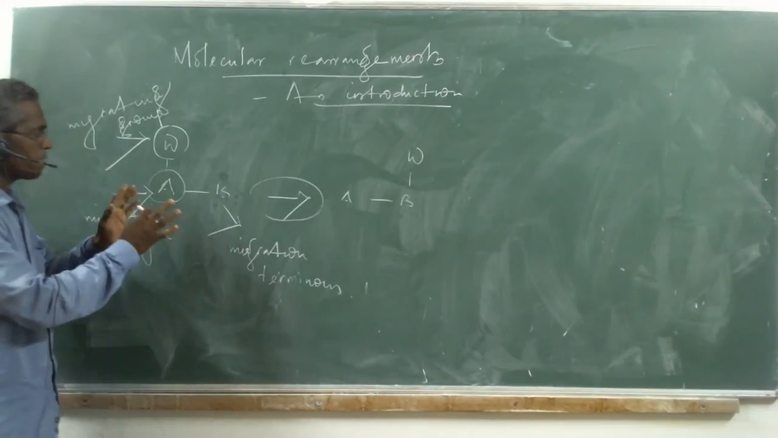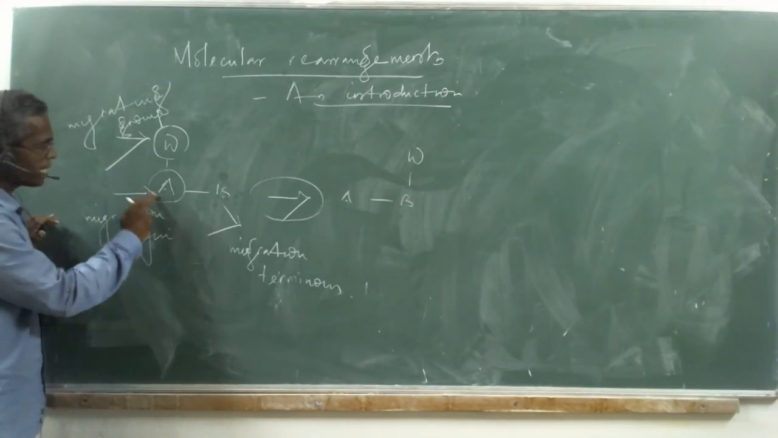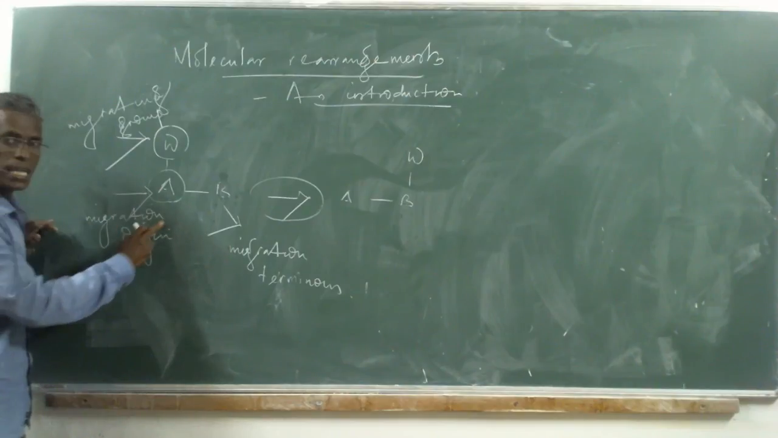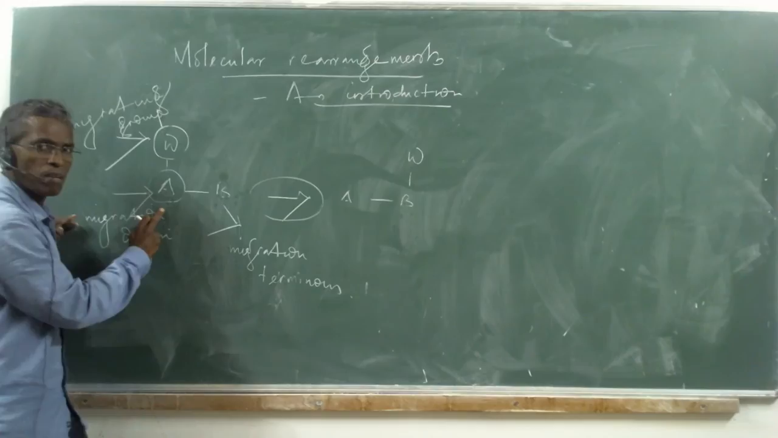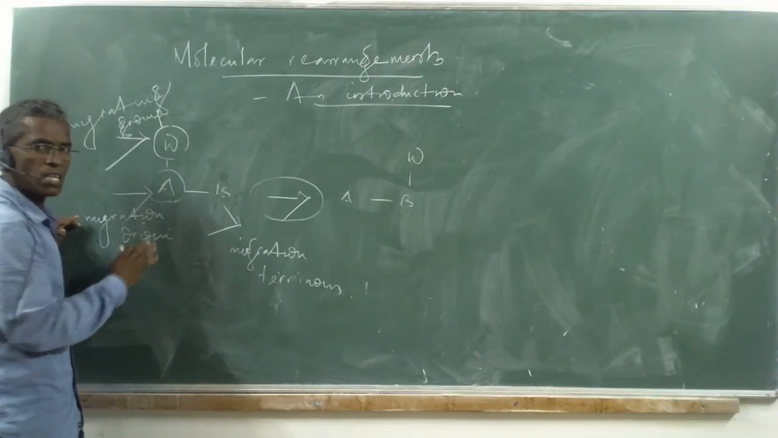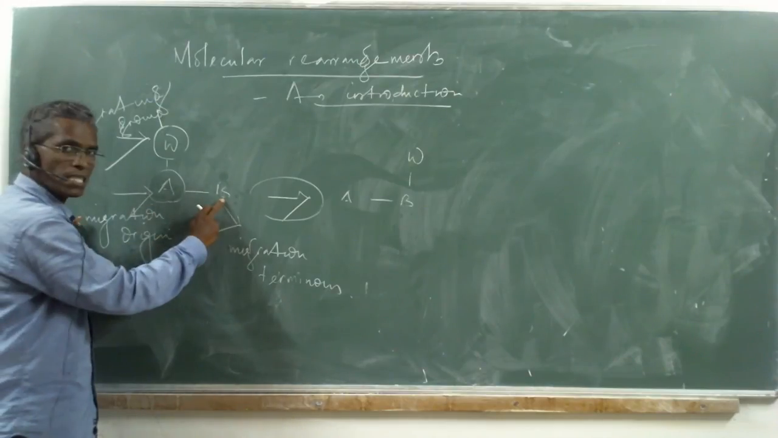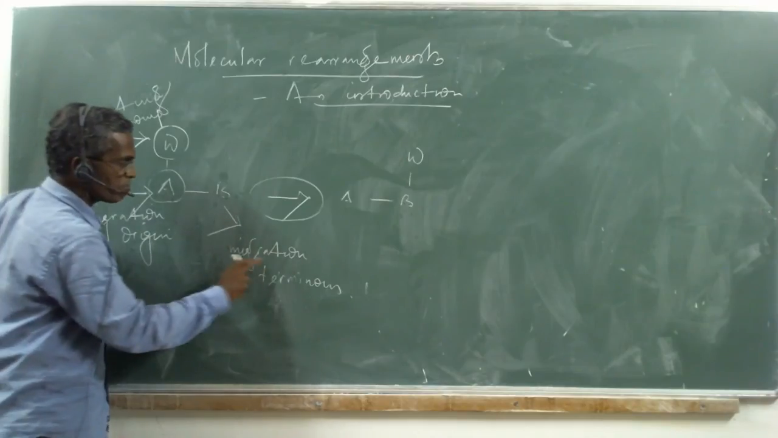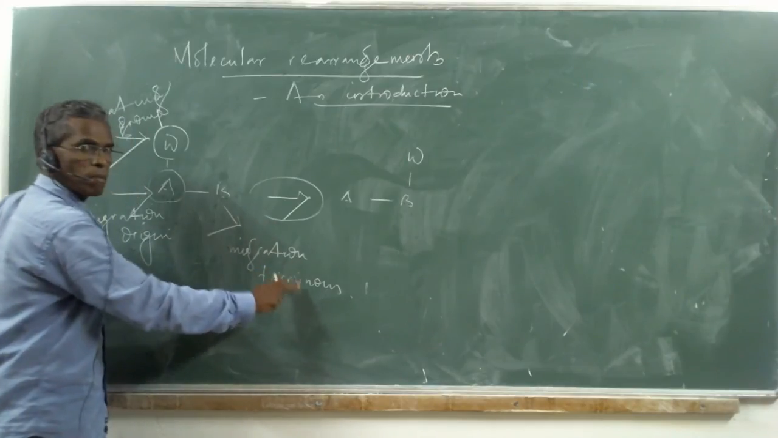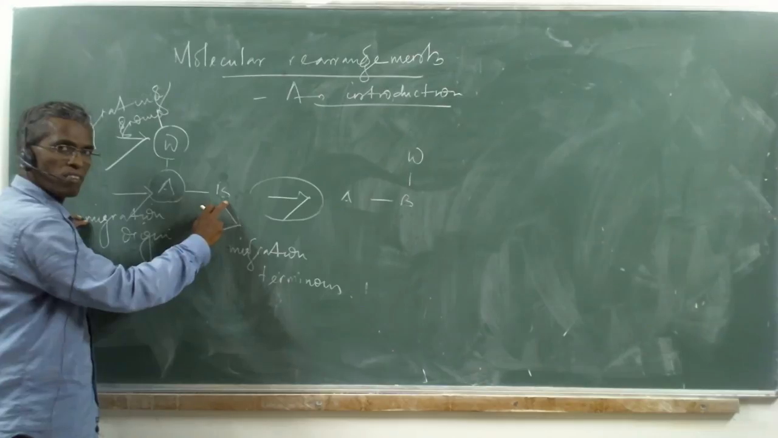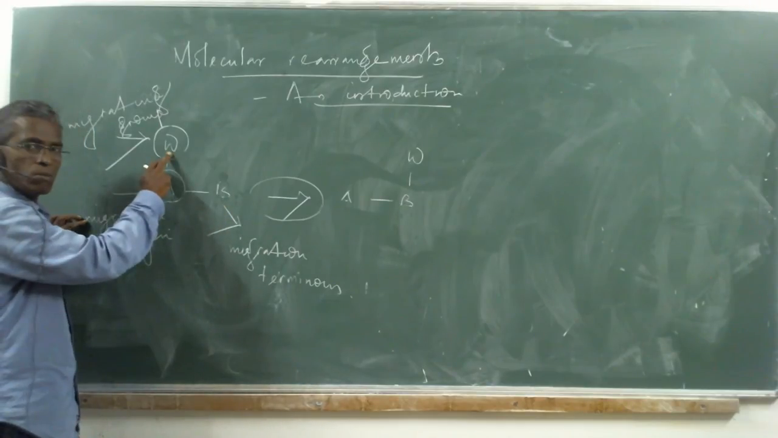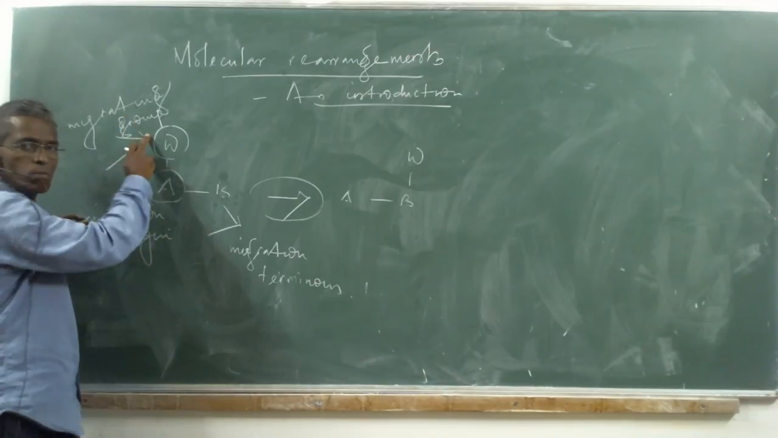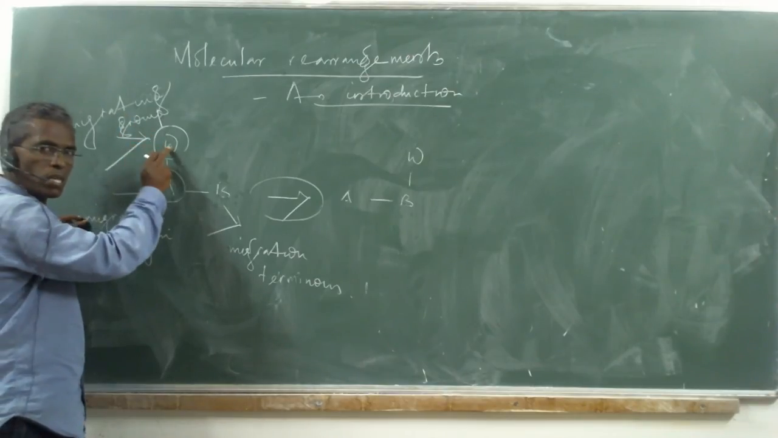Now in this reactant, the atom A is called the migration origin, because this is the one from where the migration originally starts, and this atom B is called the migration terminus, because this is the one where the migration is going to terminate. And W is called the migrating group, the reason being this is the one going to migrate.